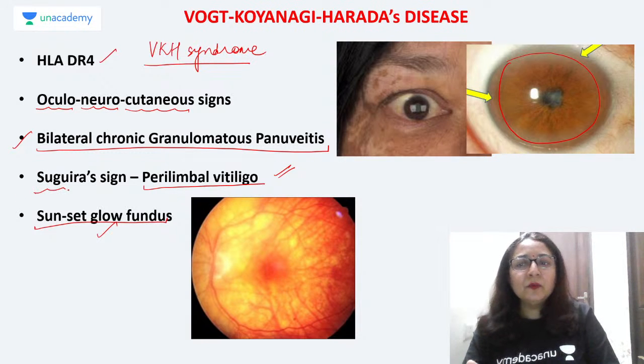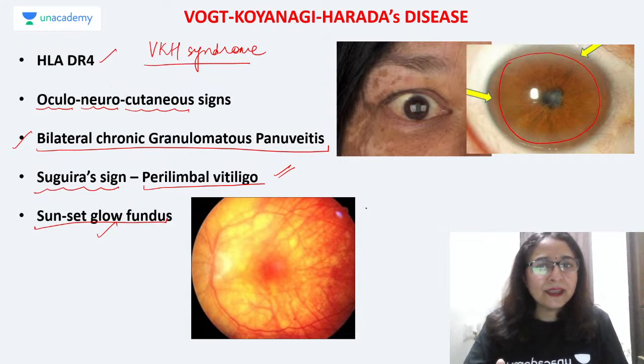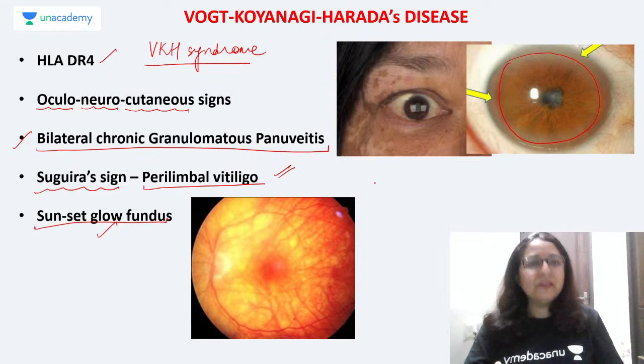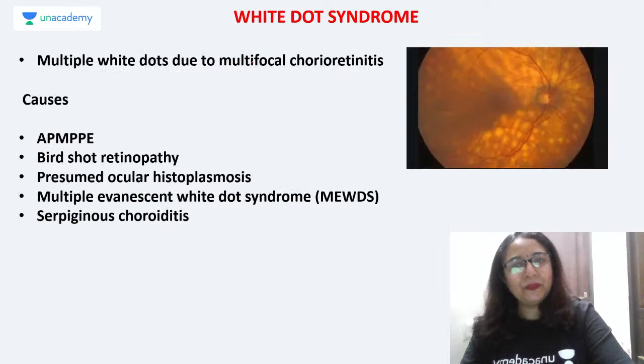and this sign is known as Sugiura sign. So Sugiura sign is associated with VKH syndrome. And in the neurological symptoms, the patient can have headache, tinnitus, and meningitis-like features also. So this is your VKH syndrome, right?